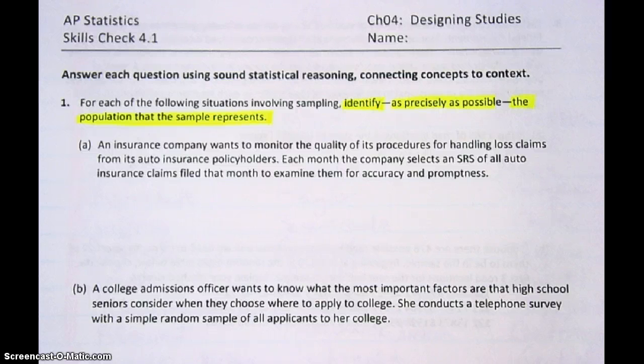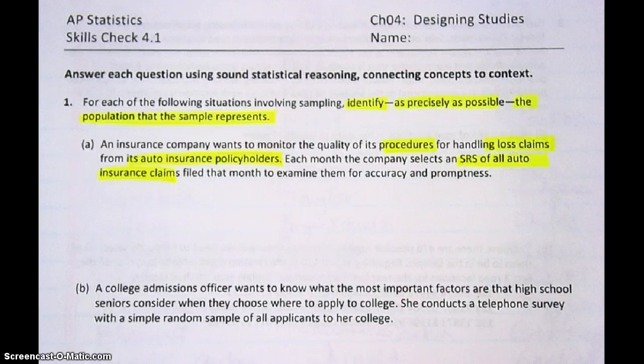The population is the entire group of interest. Who or what do we care about? Who or what are we trying to draw some conclusion about? In this case, the sample would be a smaller part of that group that we care about. So what you want to do is take a look at where they pull the sample from. Who does that sample represent?